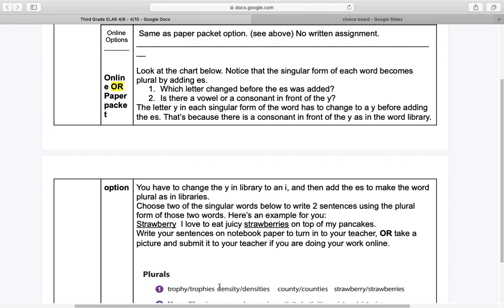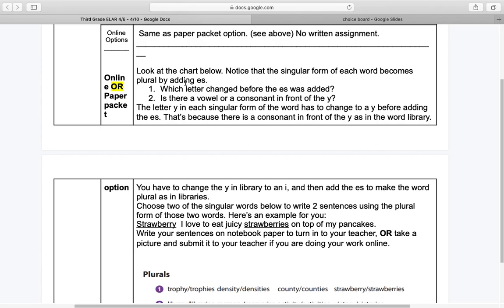That makes sense? So like a country. One country. Countries, more than one country. Strawberry means that there's one strawberry. Strawberries means that there's more than one strawberry. So strawberries is plural. Strawberry is singular. Countries is plural. Country is singular. Okay? Densities is plural. Density is singular. Trophies is plural. Trophy is singular.